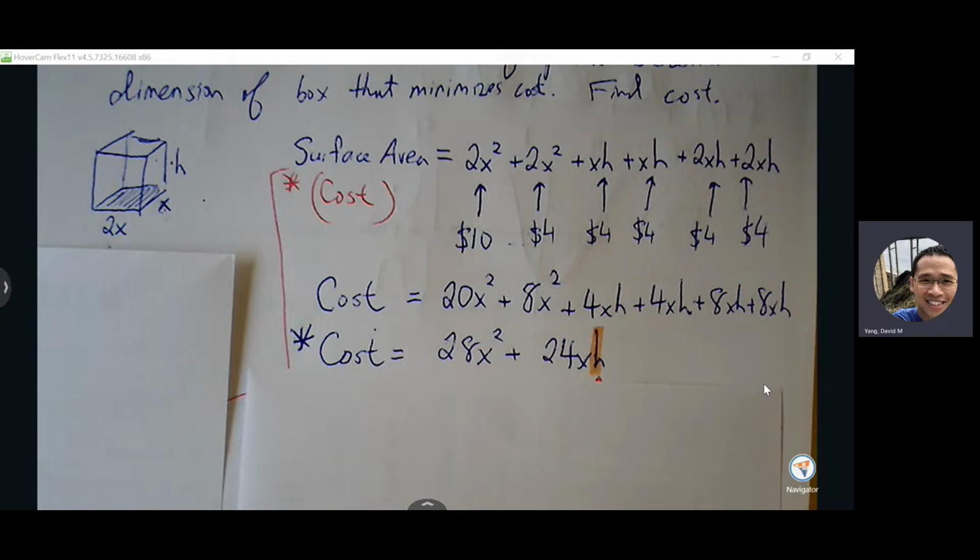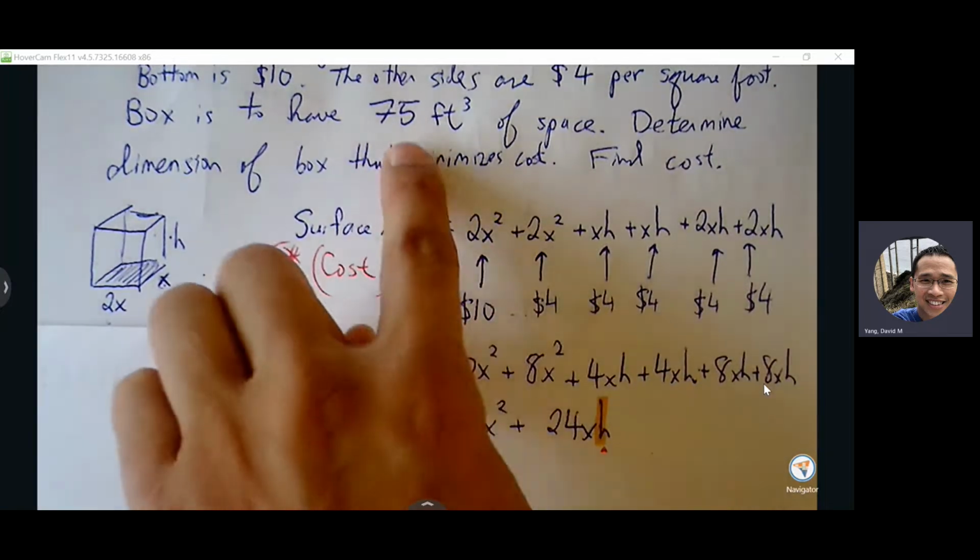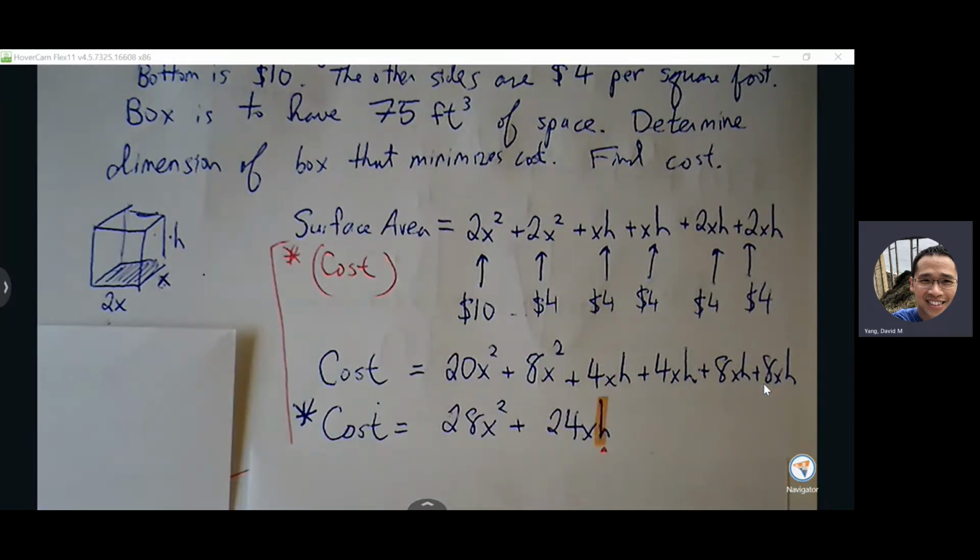But we need some help, right? Because that h is sticking out like a sore thumb. We need to find a way to get that h replaced. And what other formula is available for us to use to help us make that replacement? It's going to be volume, right? Because the problem gives you the volume of that box. If I can set up an equation involving volume, then maybe I can find a way to replace that h, and I can get my cost equation down to just in terms of x.